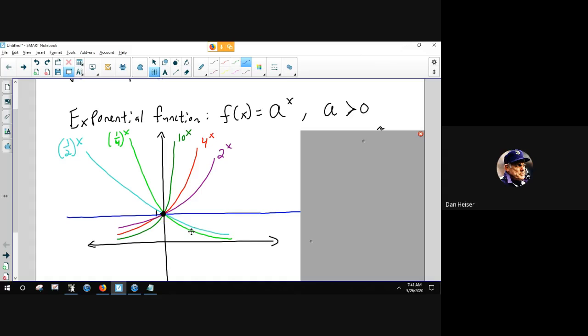Another thing to notice is even though x can be a negative number, y is always going to be positive. The only exception to that is if we deliberately shift it downward. But at its base, at its core, exponential functions are always positive.